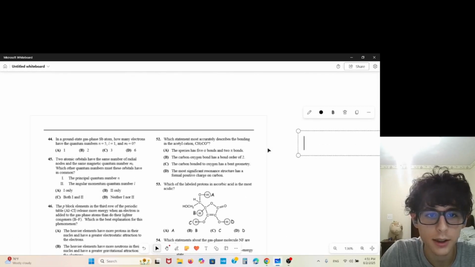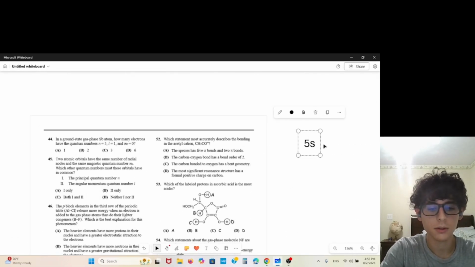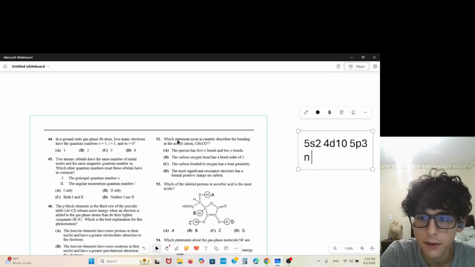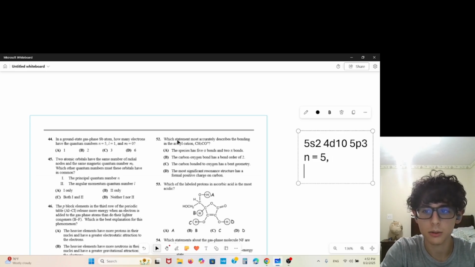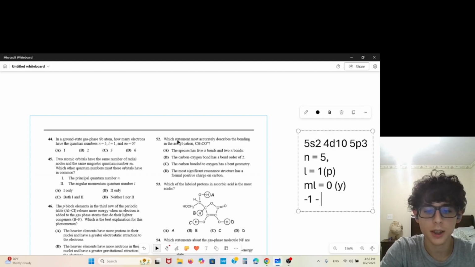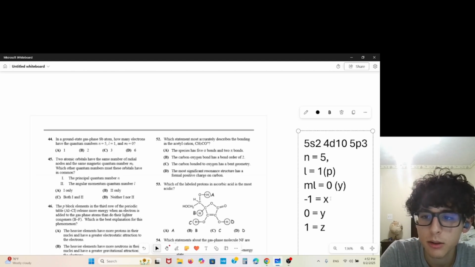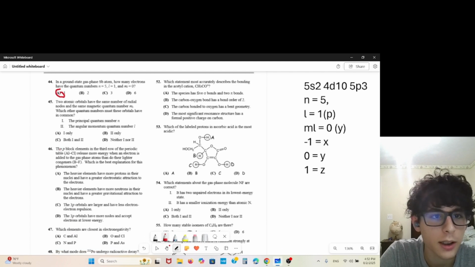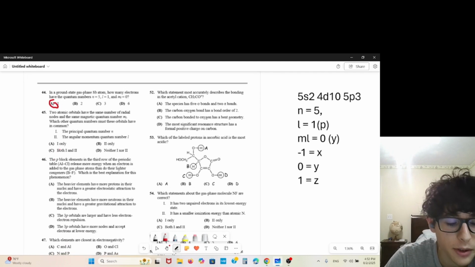So what is this question even asking? Well, we know 5s2, 4d10, 5p3. n equals 5, l equals 1, so p, this is p, and ml equals 0, so it's y, right? Because -1 is x, 0 equals y, and 1 equals z. Perfect. So there's 3 p electrons, one of them is going to be in y, so the answer is 1. Alright, nice. Alright, we are about to be 3/4 through the test.